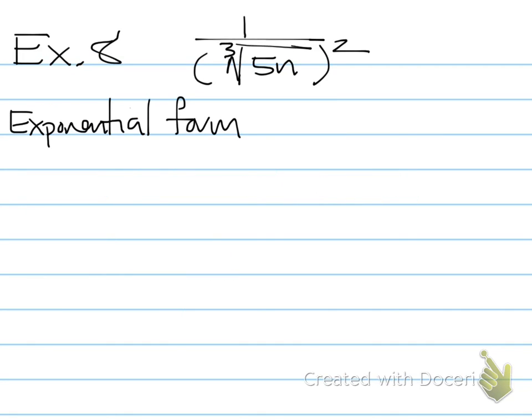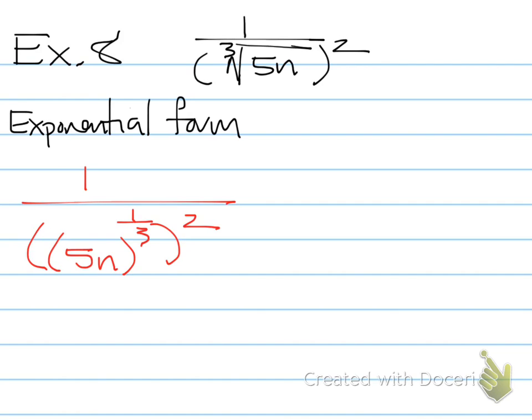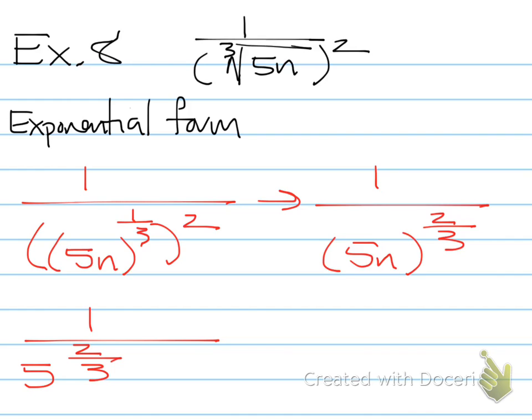And then the first thing we want to do here is rewrite that radical as a rational exponent. So we should have 5n to the 1/3 power. Multiply those exponents. 1/3 times 2 is 2/3. And then raise everything inside that parenthesis to the 2/3 power. And then just leave it in the denominator just because we don't want to write it with negative exponents.